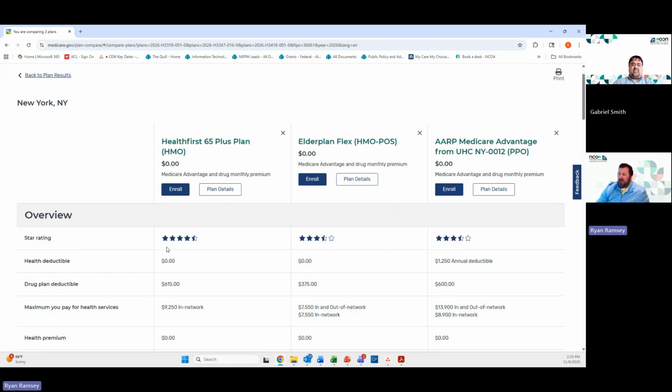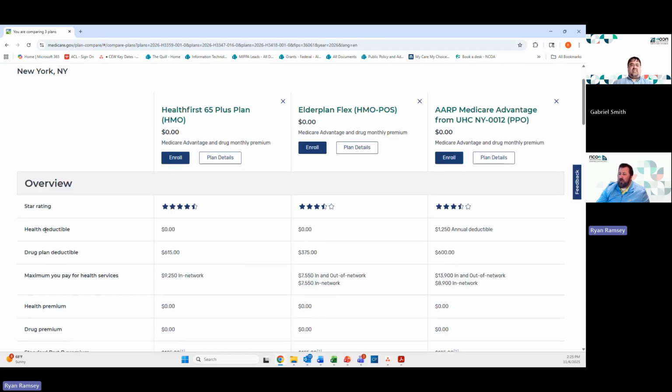They've got star ratings. You'll see that's 4.5 stars right here. That's 3.5 stars. This one's also 3.5 stars. The health deductible that exists right here: this one is nothing. This one has a $1,250 annual health deductible. Deductible is what you have to pay out of pocket before your plan will start paying.